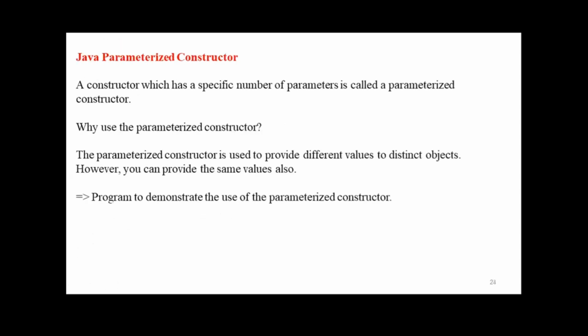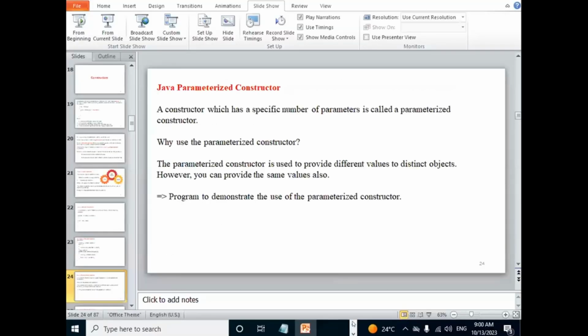Yes, sir. So what is the parameterized? Guys, I'm explaining a little bit in speed because I already explained this topic. I'm just covering the theory part. A constructor which has a specific number of parameters is called a parameterized constructor. Why use parameterized constructor? Inheritance, we use number of times, or when we create object of any class, we need to create constructor to allocate the memory. The parameterized constructor is used to provide different values to different objects. So guys, do you remember?